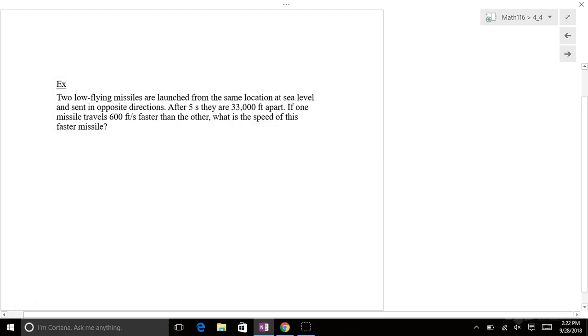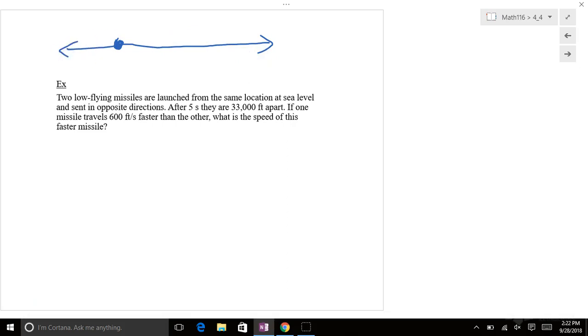Here's another one. Two low-flying missiles are launched from the same location at sea level, sent in opposite directions. So we've got these missiles going in opposite directions. After 5 seconds, it looks like they're 33,000 feet apart. One of these missiles is traveling 600 feet per second faster than the other one. So let's call the slow one's distance D1, since it covers less distance in 5 seconds. The faster one will cover more distance.